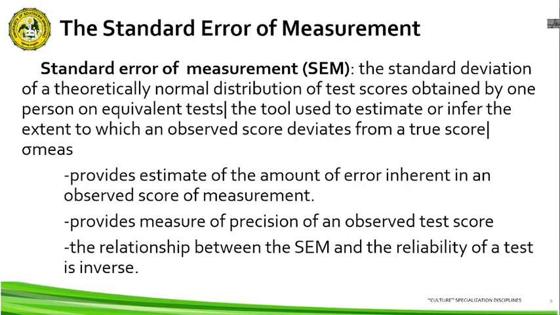The relationship between the SEM and the reliability of a test is inverse. The higher the reliability coefficient, the more often a test produces consistent scores. Note that the reliability coefficient ranges from 0 to 1 and is calculated by administering a test to many individuals twice and calculating the correlation between their test scores.